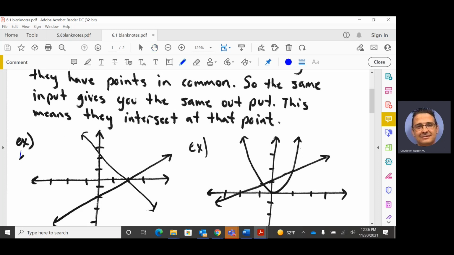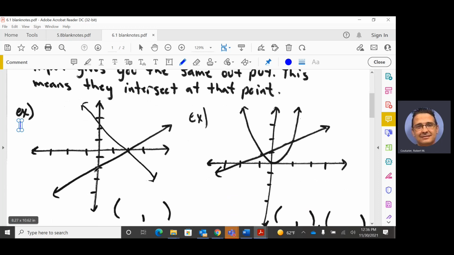In example 1, we have this line here and this line here. And if you look, they want to know what is the solution to this system of equations. Well, I can see this, right there at this point right here. This is the one and only point where these two lines touch. They intersect. They share the exact same point. They share the exact input and the same output.